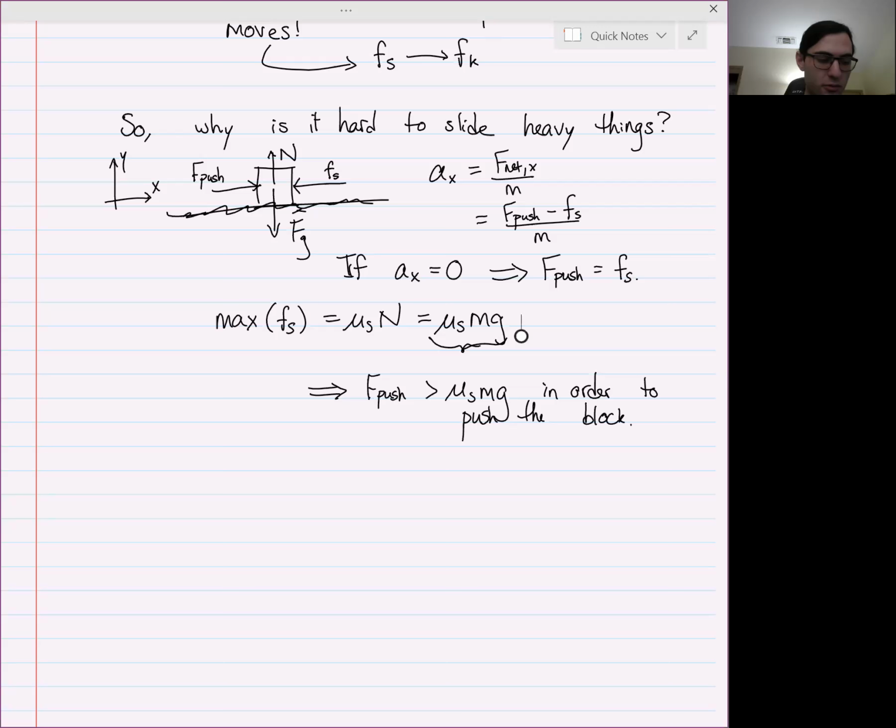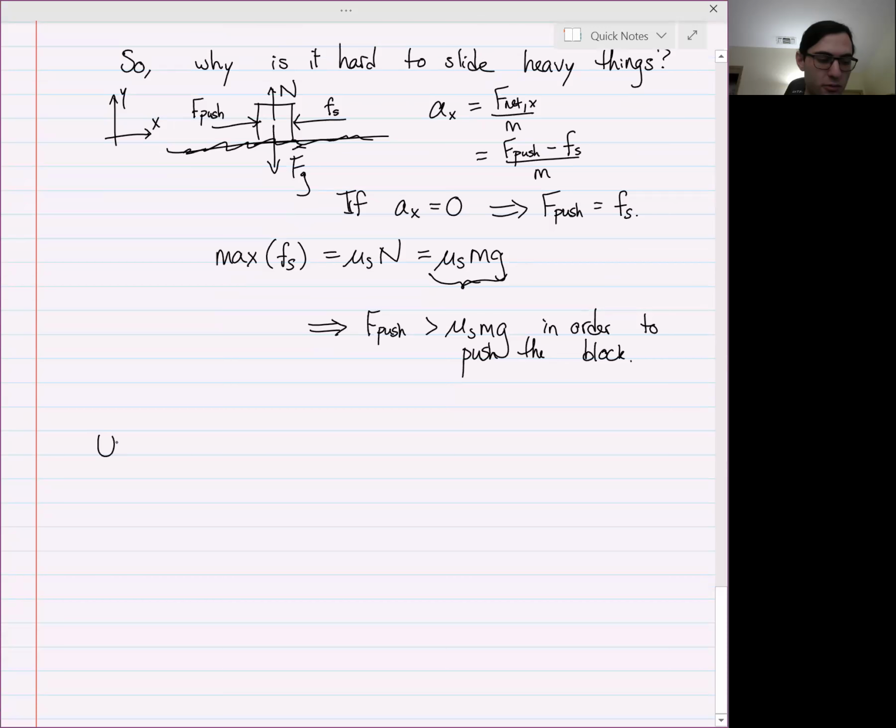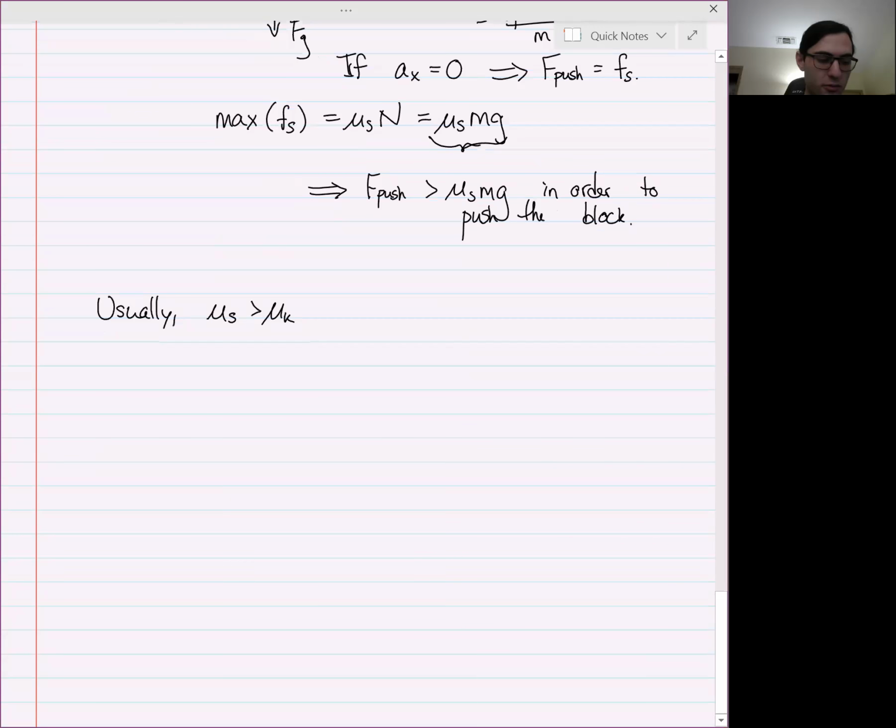All right, so just as an aside, usually mu sub s is larger than mu sub k. That's just an experimental fact, and it should agree with your intuition. Typically, it's easier to keep something going than it is to start something moving. It's just a sensible guess to make, and it doesn't have to be the case. That's just usually the case for most surfaces.